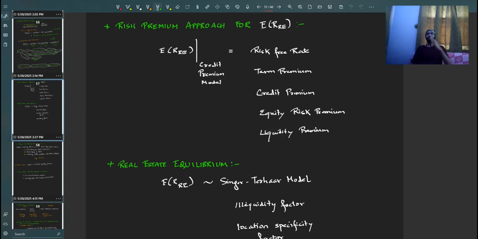Now here, I have written down all these premiums and we will ask the question whether each of them is necessary for real estate investment or not, right? One by one. Let's go.